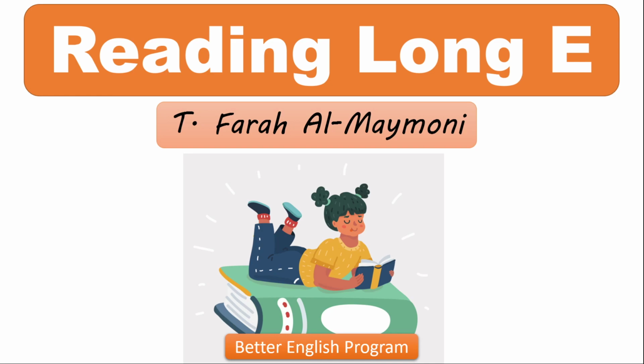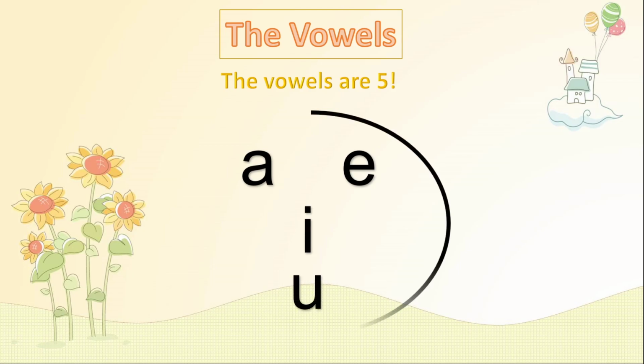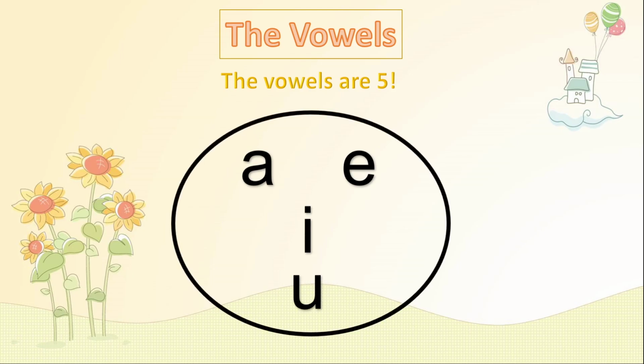Today, we're going to take reading long E. First, let's talk about the vowels. The vowels are five: A, E, I, U, and O. Today, we're going to focus on long E.